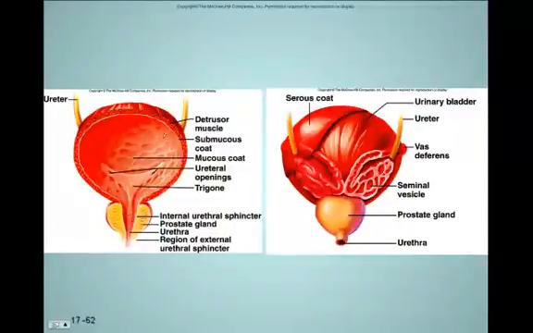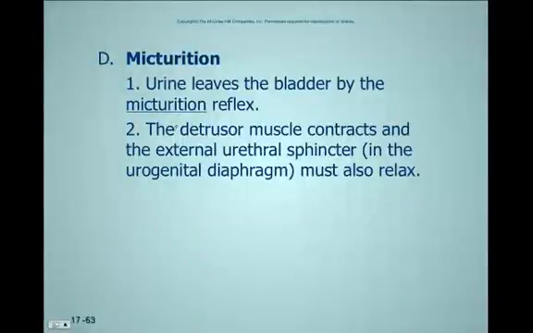Okay, and again, you can see here's that detrusor muscle. So now we'll talk more about the detrusor muscle and micturition. Micturition is literally the fancy name for urination, so the process for urination. How the urine leaves the bladder is what we call our micturition reflex. What happens is the detrusor muscle is going to contract, and the external urethral sphincter will then relax. That's what's responsible for the micturition reflex.